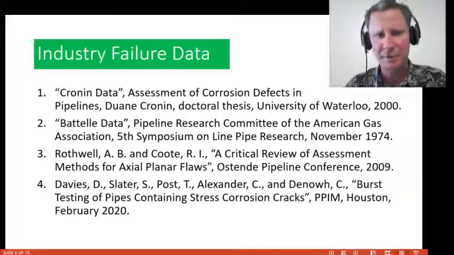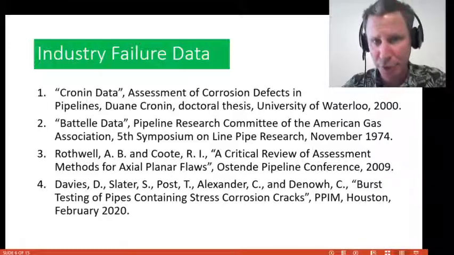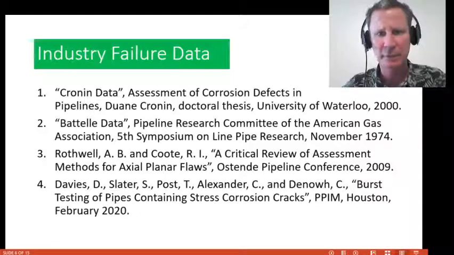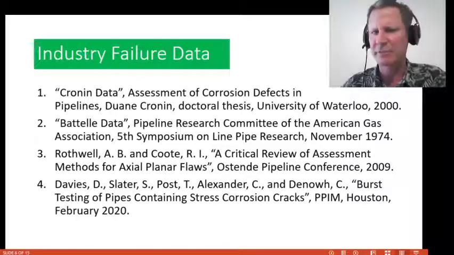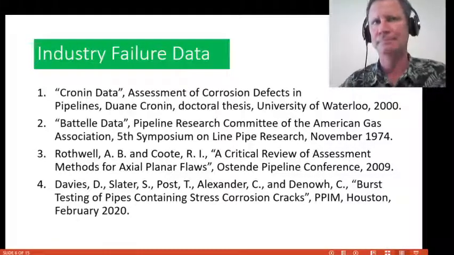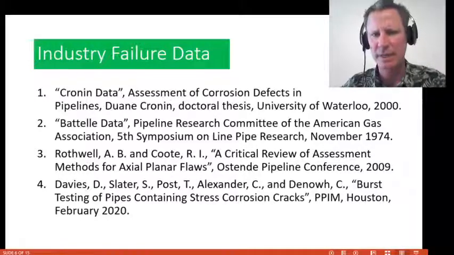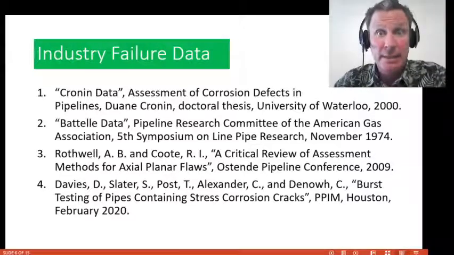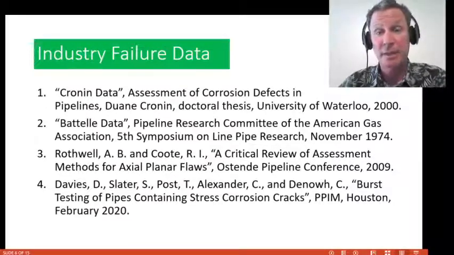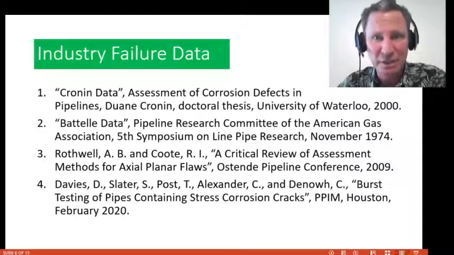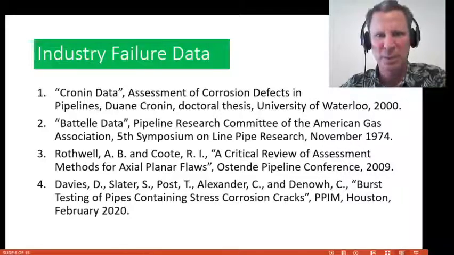I do have some industry failure data. Cronin data and Battelle data is all corrosion. The Rothwell data and the Davies data is stress corrosion cracking. I find it very difficult to find stress corrosion cracking data. The papers will mention them sometimes, but the data is not necessarily publicly available. I think there are some people who are worried that somebody like me might get their hands on some data and develop a new flaw assessment methodology that might save them, I don't know, tens or hundreds of millions of dollars, and we wouldn't want that, would we?